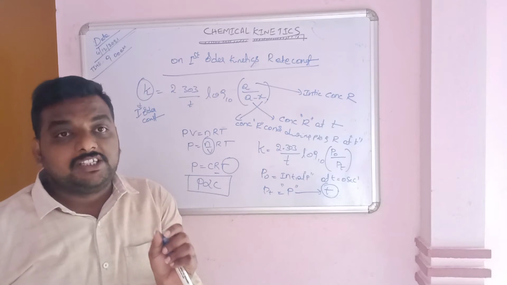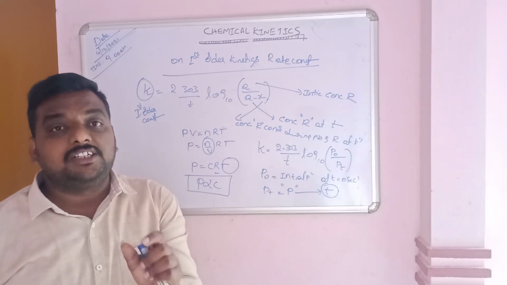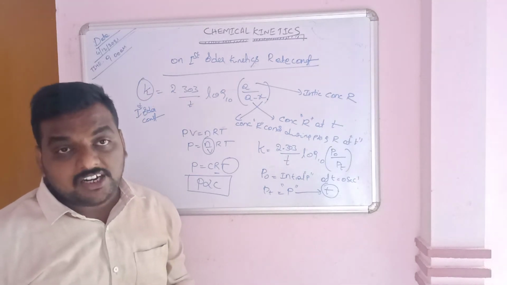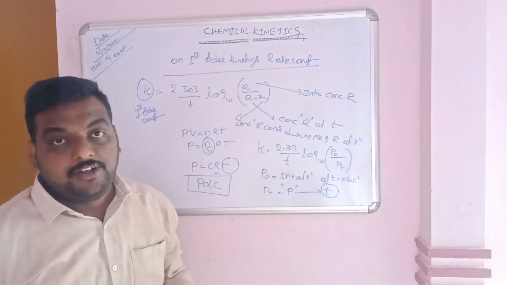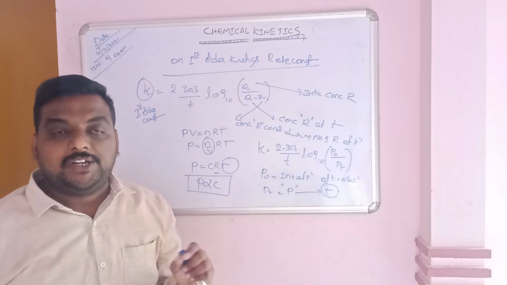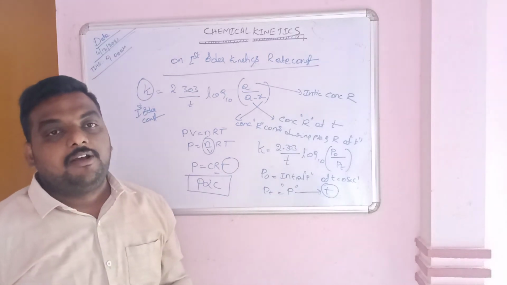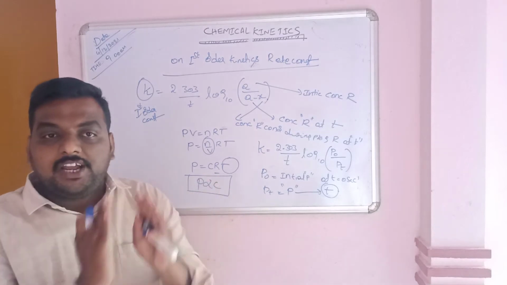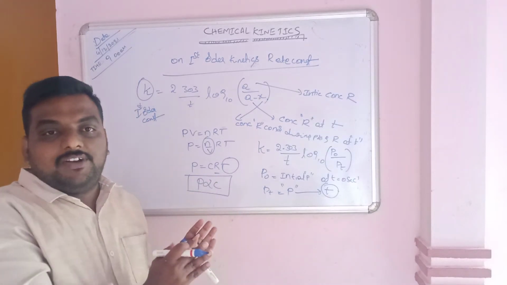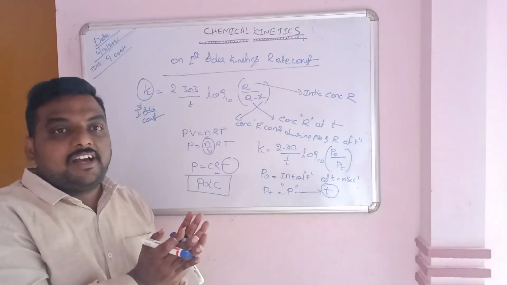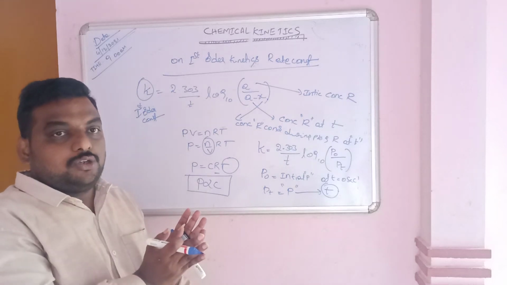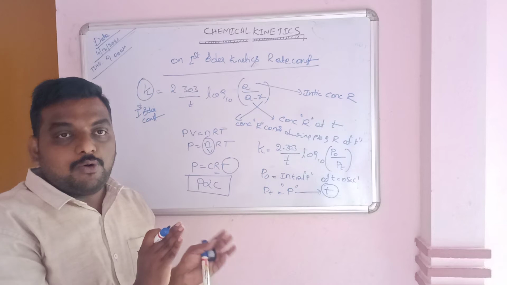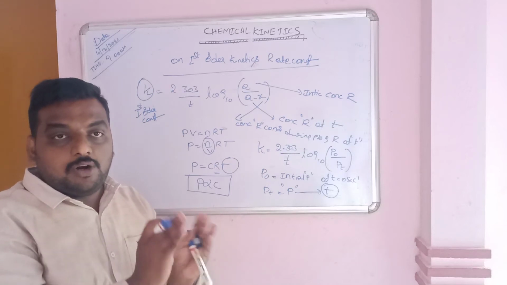First, we will see questions asked in terms of pressures about the first order rate constant, K1. There will be a relationship between pressure and concentration. From the ideal gas equation PV = nRT, pressure and concentration are directly proportional to one another.